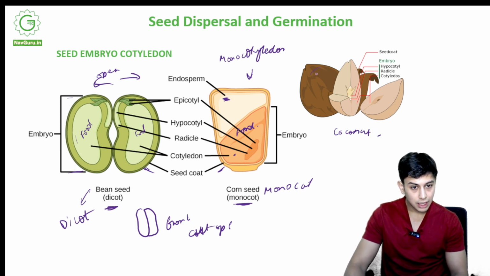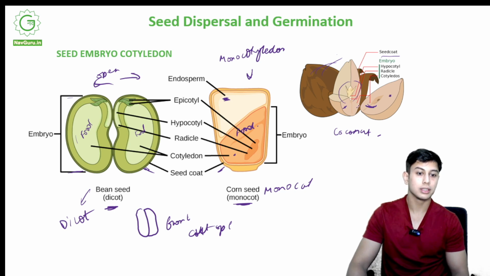Alright, this has an outer brown hard covering, that is the seed coat. Inside it, it has an embryo. Right, it has a radicle, that is the root. It has cotyledons. See, this is the cotyledon. This part is the cotyledon for coconut.